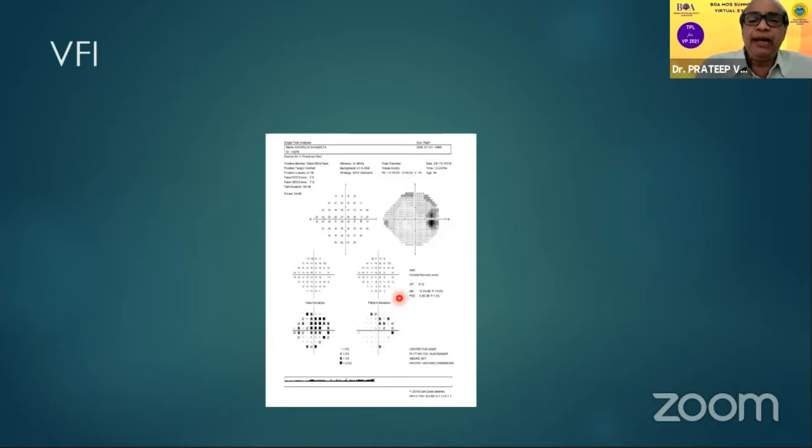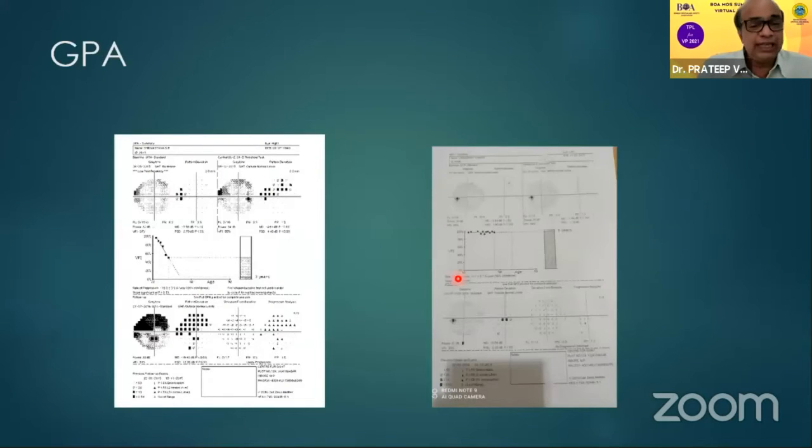The visual field index is basically a function of the ganglion cells, and the ganglion cells are most densely packed in the central 10 degrees. That's why more weightage is given to the central area as compared to the peripheral area, and it's a surrogate of the visual function of the patient. So this VFI is very important, and on the basis of the VFI, the glaucoma progression analysis has been made.